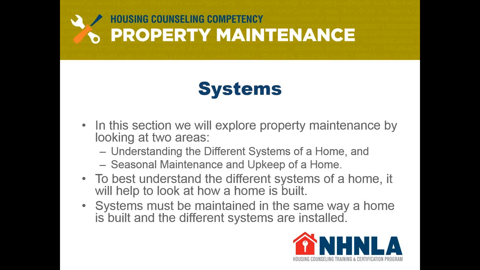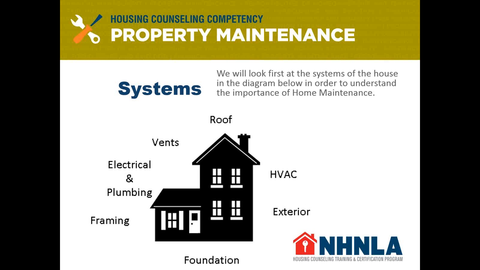To best understand the different systems of a home, it will help to look at how a home is built. Because once again, this is how a home inspector looks at a home. Systems must be maintained in the same way a home is built, and the different systems are installed. So as you can see on this diagram, there are different systems of the home. The roof itself is a separate system, the venting system, electrical and plumbing systems, framing, foundation, the exterior of the home, and lastly, the heating and air conditioning, which is referred to as HVAC.